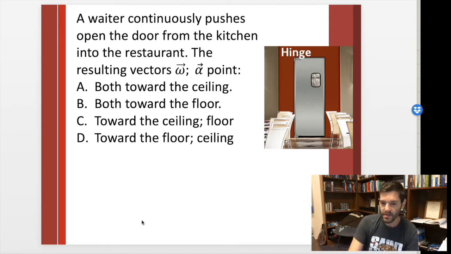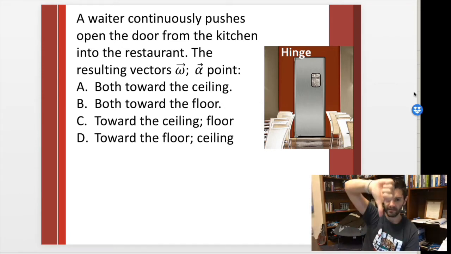The door opens on this side, so the hinge, or the rotation axis, is on the left side. The door is going to swing open towards us. So if I want to put my thumb along the hinge of the door and have my fingers curl in the same direction as the door swinging open, then I have to have omega pointing down towards the floor.